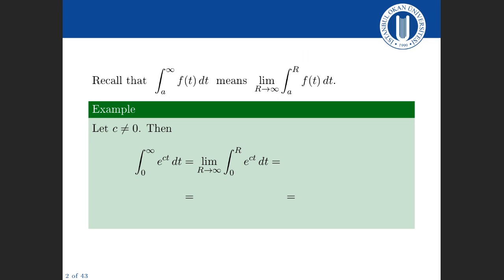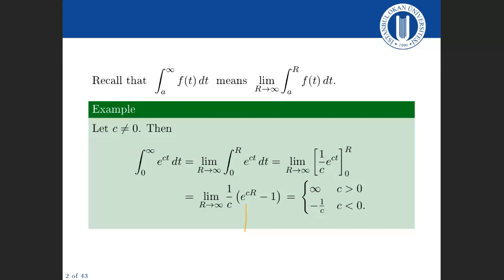So, for example, if c is a non-zero constant, then we can calculate the integral from 0 to infinity of e to the ct dt. This really means the limit as r tends to infinity of the integral up to r, or the limit as r tends to infinity of 1 over c e to the power ct, calculated at r and 0. If c is a positive number, this is infinity. If c is a negative number, then e to the power cr tends to 0, and we just get minus 1 multiplied by 1 over c.